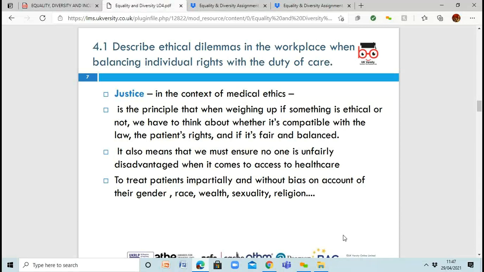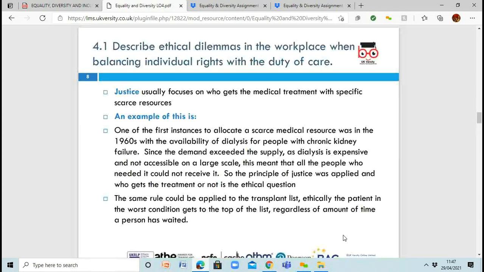Justice is also to make sure that you treat patients impartially, without bias, especially when you're looking at gender, race, wealth, and so on. These are points that we've covered already within equality and diversity. Then justice usually focuses on who gets the medical treatment and who doesn't. So there's an example of this.